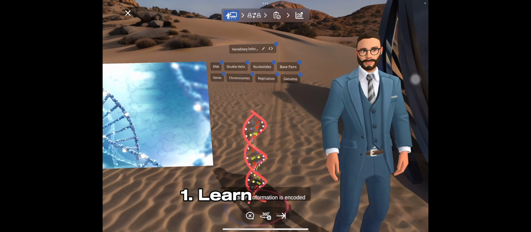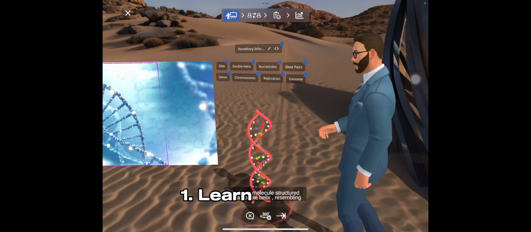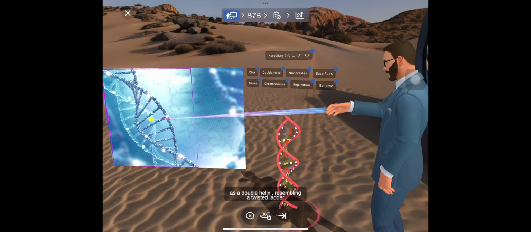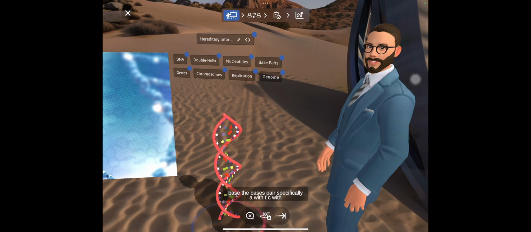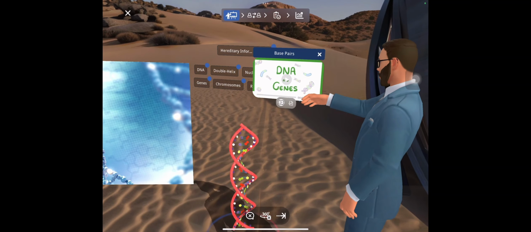Hereditary information is encoded in DNA, a molecule structured as a double helix, resembling a twisted ladder. DNA is composed of nucleotides, each consisting of a sugar, a phosphate group, and a nitrogenous base. The bases pair specifically, A with T, C with G, forming base pairs.